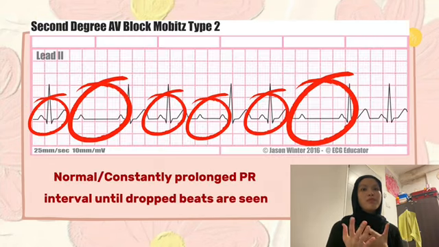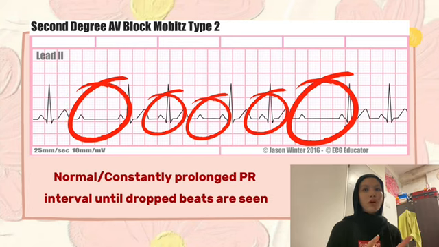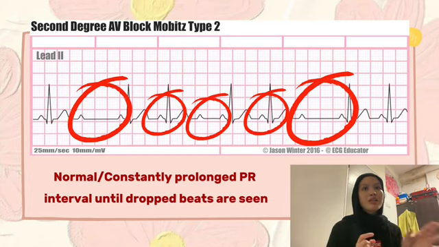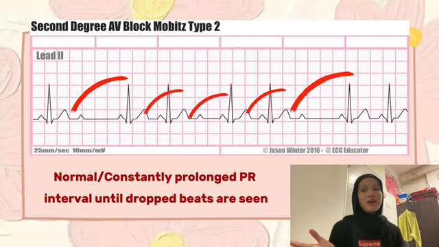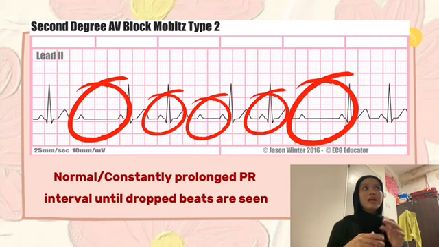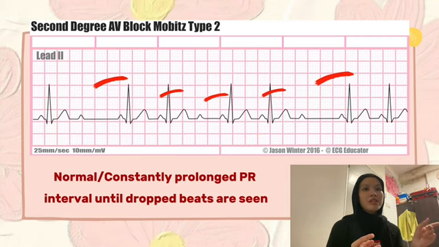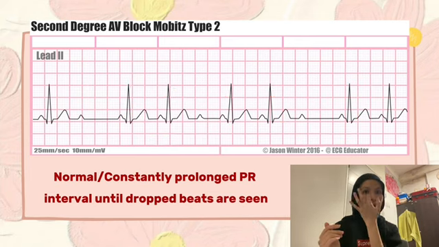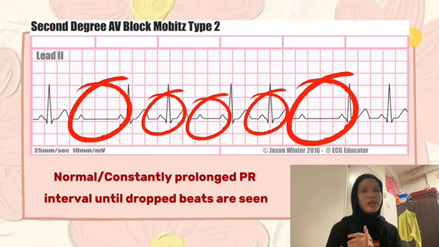While for second degree AV block, type 2, Mobitz type 2, the PR interval is constant, but there is occasional failure of the P wave to be conducted to the ventricles. Same goes to type 1 just now, it has dropped beats, but the PR interval is constant. So this type is more serious and also can progress to a third degree AV block. Symptoms are usually more prominent and also may include dizziness and also syncope.